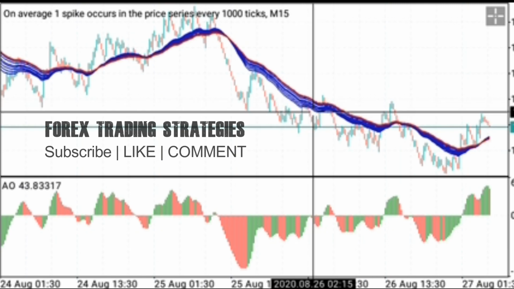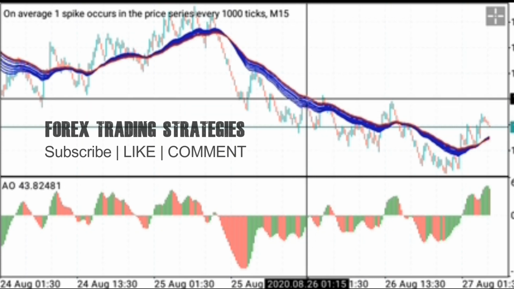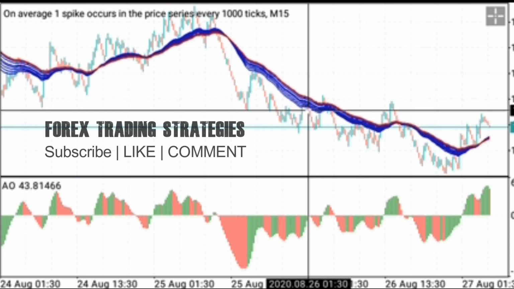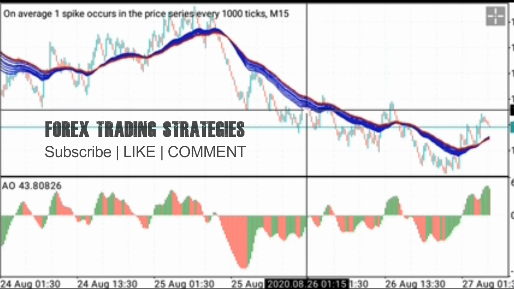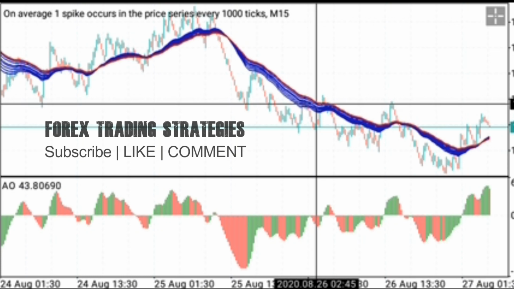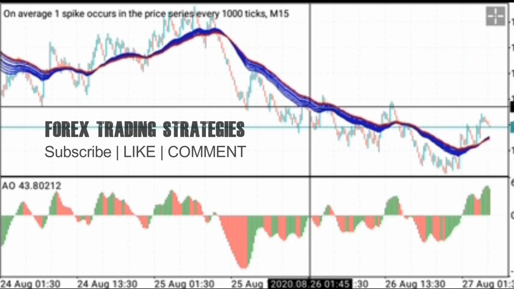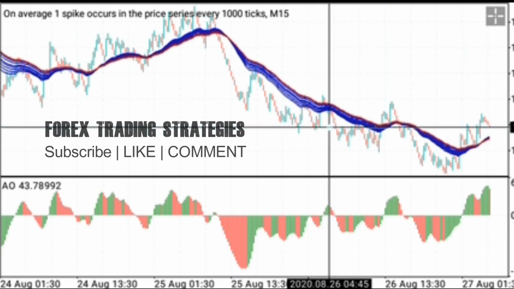I'm really having problems with this pointer. I don't know if it's my screen, but you get the picture. My fingers and my screen are too sensitive today. Somewhere there, I'll then have entered a sell because that's what my awesome oscillator and price are showing me, and exited there when the awesome oscillator turned green.